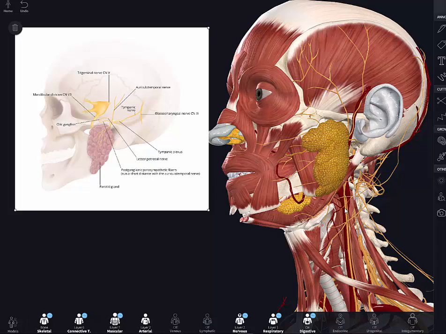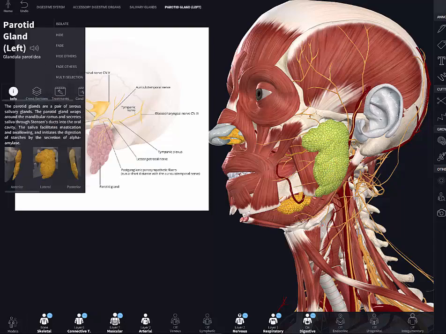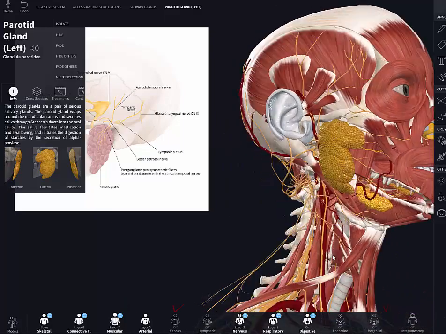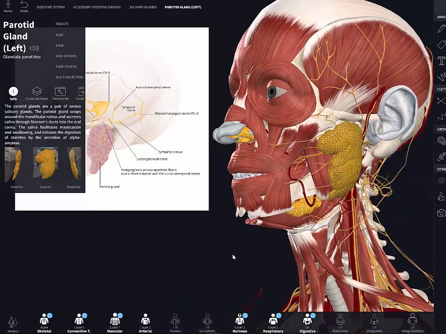Now let's have a look at the parotid gland and its innervation and see if there's anything we can, well, kind of compare and contrast it to the other salivary glands we have. Our parotid gland is right here, so we actually have two. We have one on the left side and one on the right side. The innervation of the parotid gland is different.